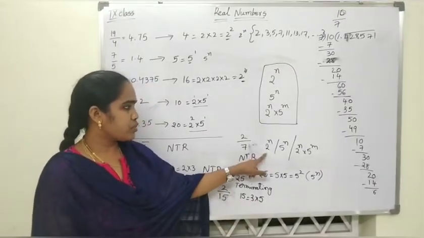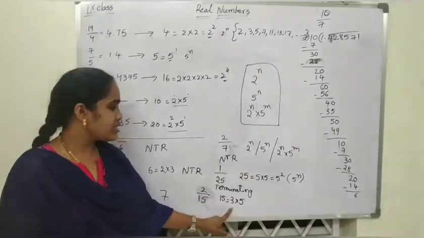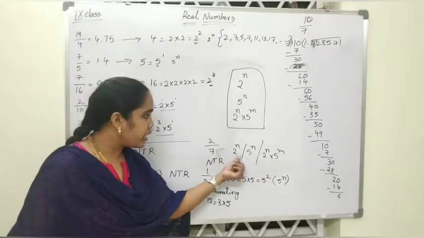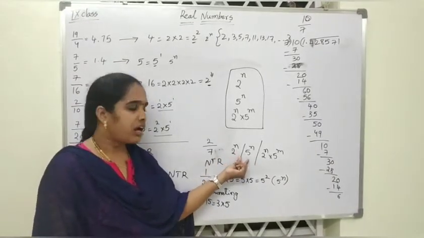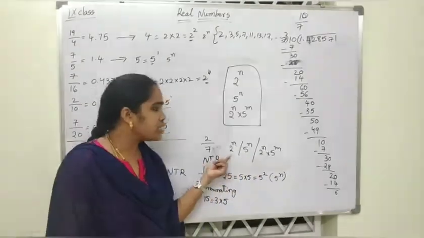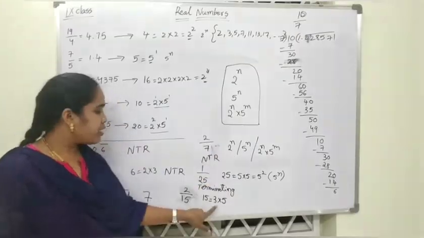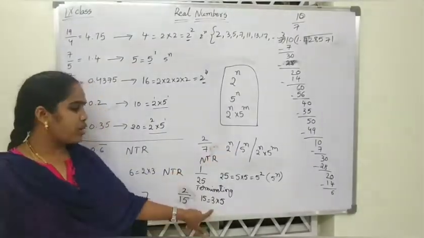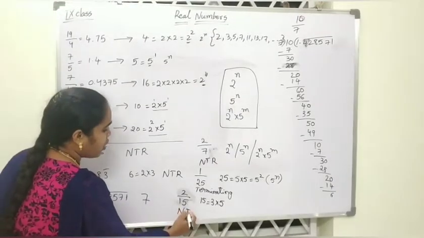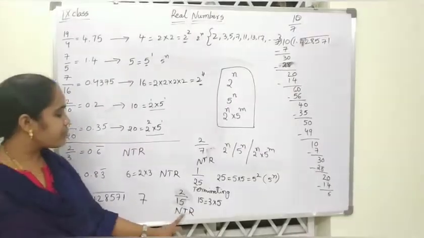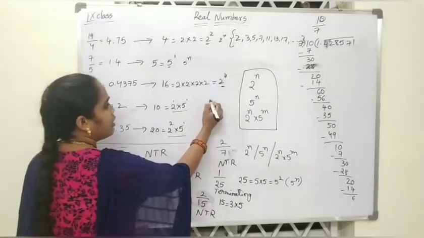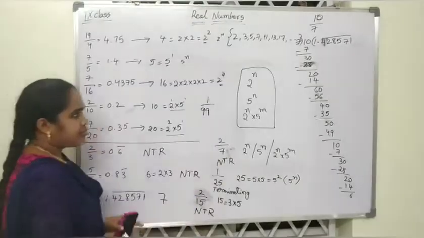See here, not the first one, not the second one, not the third one either. Here an extra 3 is there. Only if you observe only these 3, either 2 power something, or 5 power something, or 2 power something into 5 power something, then only that is terminating. But here 3 is there, other than that form. So that's why we can say this is which type of decimal? Non-terminating recurring decimal. Understood? Okay.